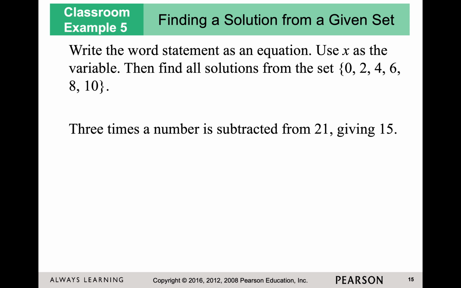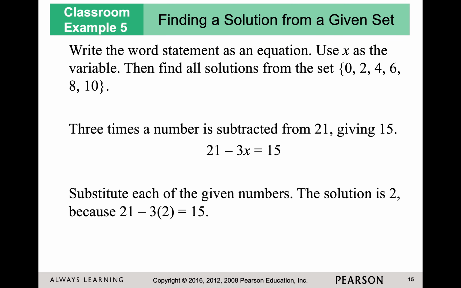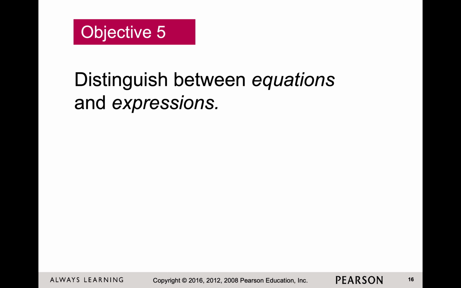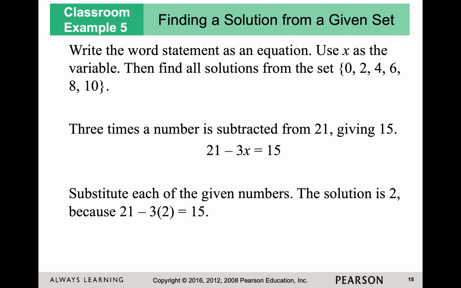So this time I've given you something in words. 3 times a number is subtracted from 21, giving 15. So remember, subtraction works in that reverse behavior, so I'm going to actually put that 3 times the number in the back. Giving 15 implies equality, or "is 15" would also imply equality. I'm going to plug in from my set. So if I plug in 2, do I get a true statement? If I plug in 2, 4, 6, 8, and 10, the only one that works is 2, so that is the only value in my set that is a solution.